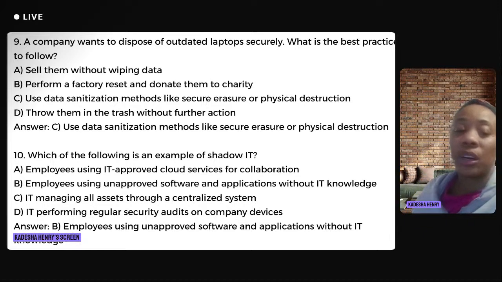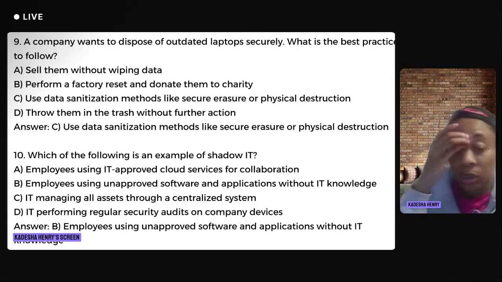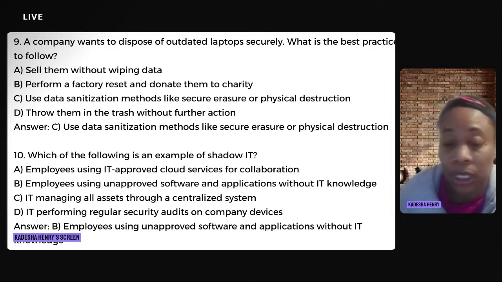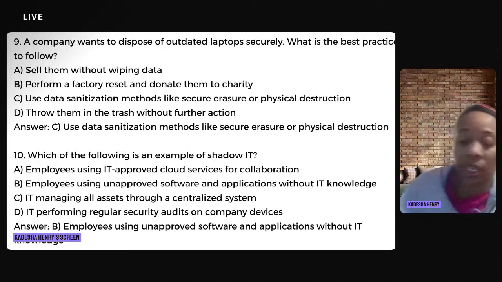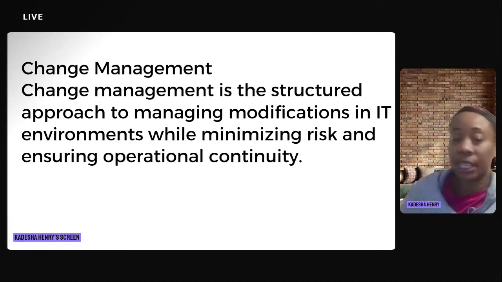Next question. Which of the following is an example of shadow IT? We will just go to B: employees using unapproved software and applications without IT's knowledge. And these can be very dangerous.